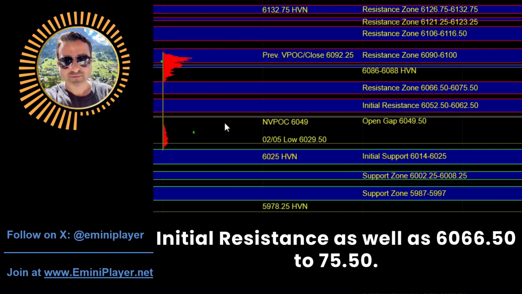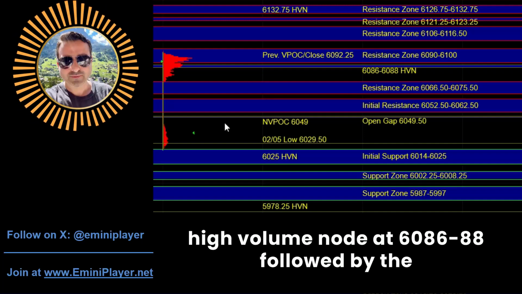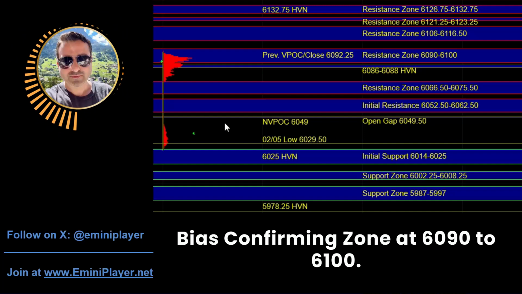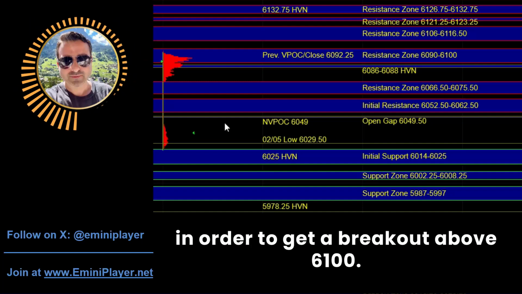but in order for the intraday bias to turn bullish, we will need to see a breakout above initial resistance, as well as 6,066.5 to 75.5, and then above that we have the key high volume node at 6,086 to 88, followed by the bias confirming zone at 6,090 to 6,100, and we'll need to see signs of initiative buying in order to get a breakout above 6,100.